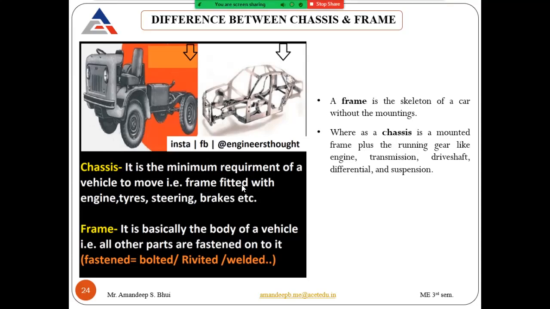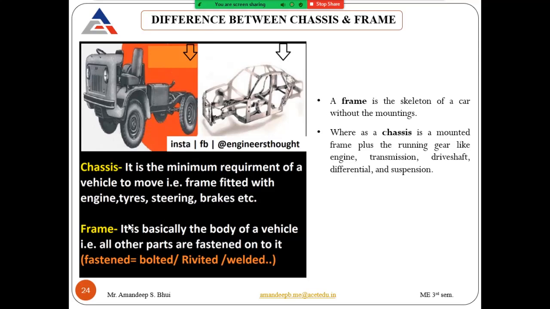So this means that the frame fitted with engine, tires, steering, brakes, etc. All these things come together to form the chassis. So this diagram on the left hand side on top, you can see, is the diagram of a chassis. The body of this vehicle is not there. The body is missing. So without the body, this vehicle can move in the forward direction. So this is your chassis.